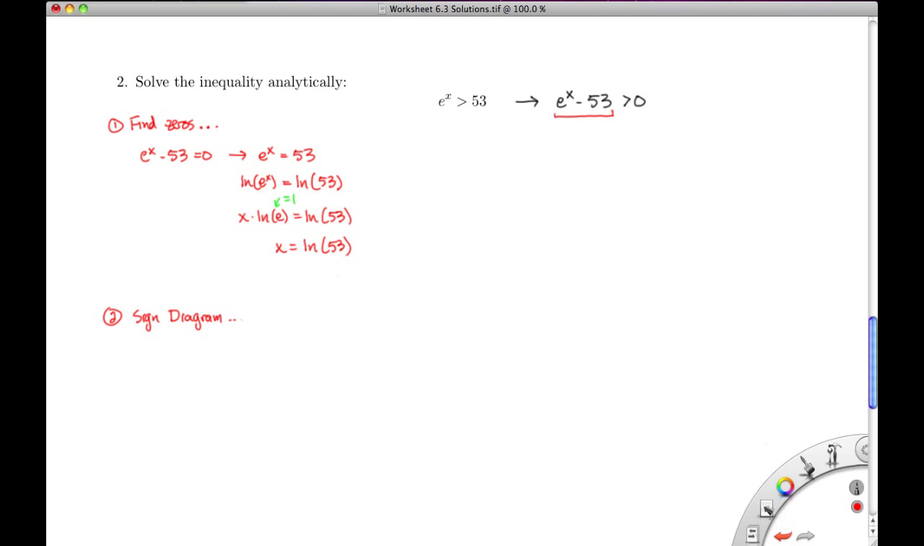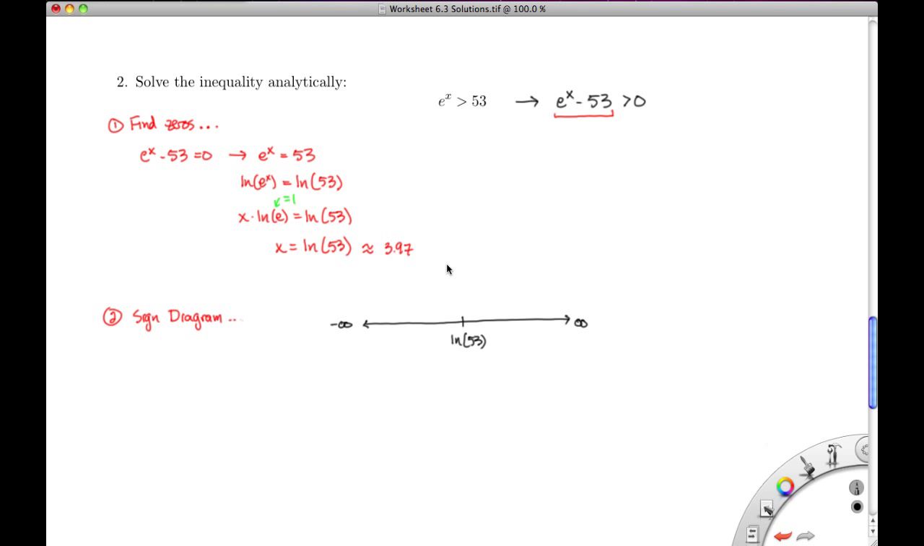Now, we may not know where the ln of 53 goes. Since we're going to have to pick test points, it's usually a good idea to get an estimate of these. Typing this into your calculator, this is about 3.97. We'll use that when we create this sign diagram. I'm going to set that up, going from positive infinity to negative infinity, and we're just going to put right here in the middle the ln of 53, which we know is approximately 3.97.